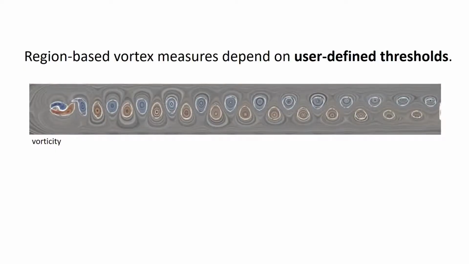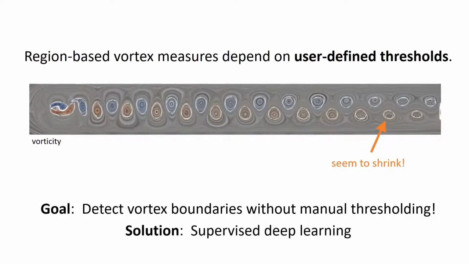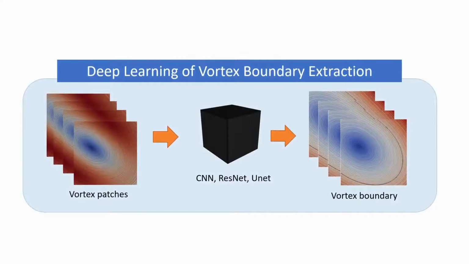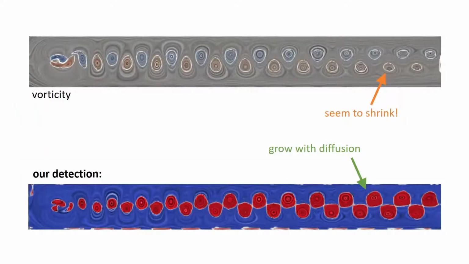Region-based vortex measures are commonly used to extract vortices. The ideal threshold to extract the vortex boundary, however, varies spatially. To detect vortices without manual thresholding, we utilize supervised deep learning. For the regression, we evaluate 3 recent network architectures. The resulting networks are able to detect vortices that grow in size due to diffusion, despite their angular momentum becoming smaller.